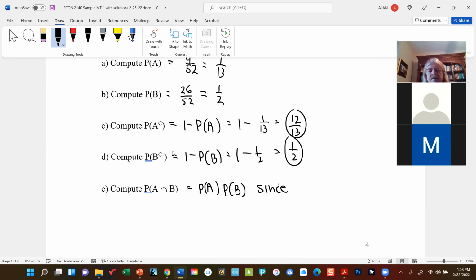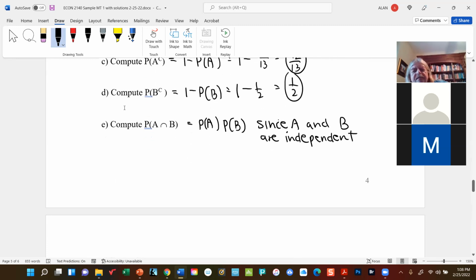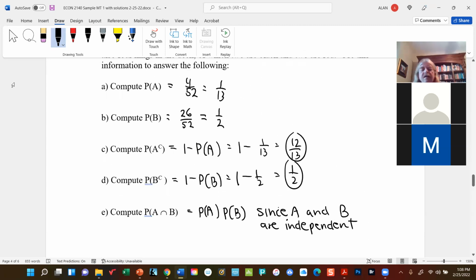Since A and B are independent due to the fact that the cards are chosen with replacement. That being the case, I can just write them out. I can multiply them directly together, 1/13 times a half, 1 out of 26. And that's it, we're done. But the trick was knowing that these two events are independent of each other, so we can use the simplified version.